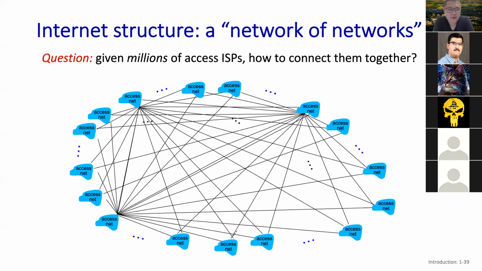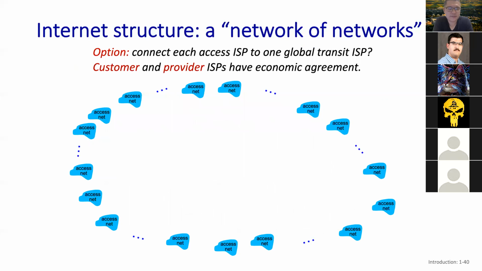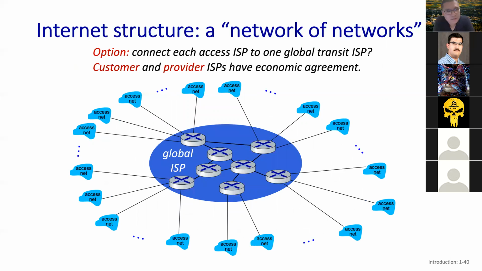If we consider that there are millions of access ISPs, this number will not be possible, right? Because it is too large a number. And sometimes it's even impossible to connect two points together because they are a long distance apart. We have to use some other approach to connect different access points. So connecting each access ISP to each other directly doesn't scale, right? Usually it's n square connections. So what should we do?